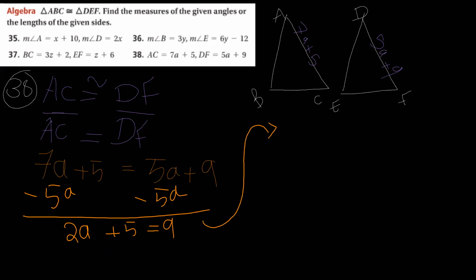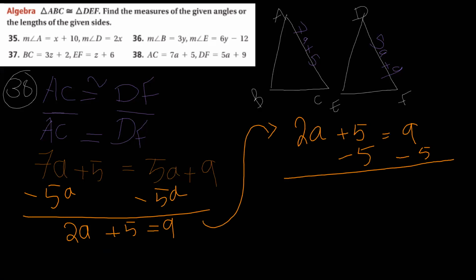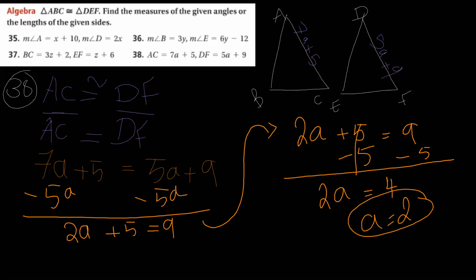Then 2A plus 5 equal 9. Here, where's the variable? It is A. A is added to 5. So what is the opposite of adding? Subtracting. You subtract 5 from the right, and you will subtract from the left. So 2A now is equal to what? 9 minus 5 is 4. So A equals 2. Okay, I find A equals 2.